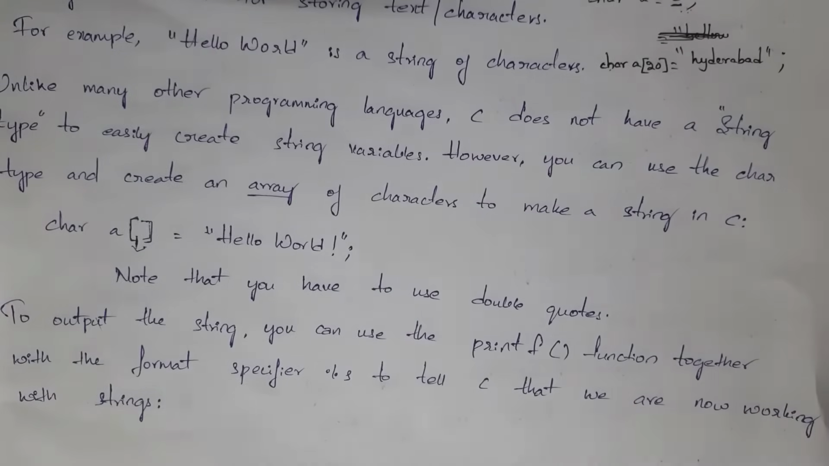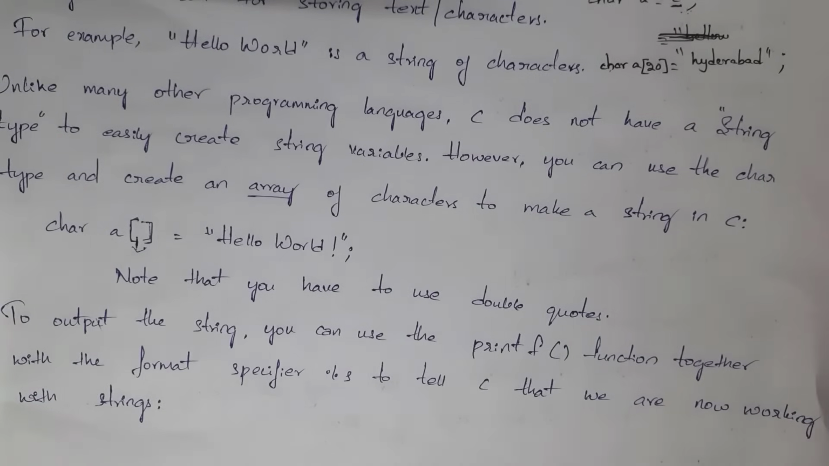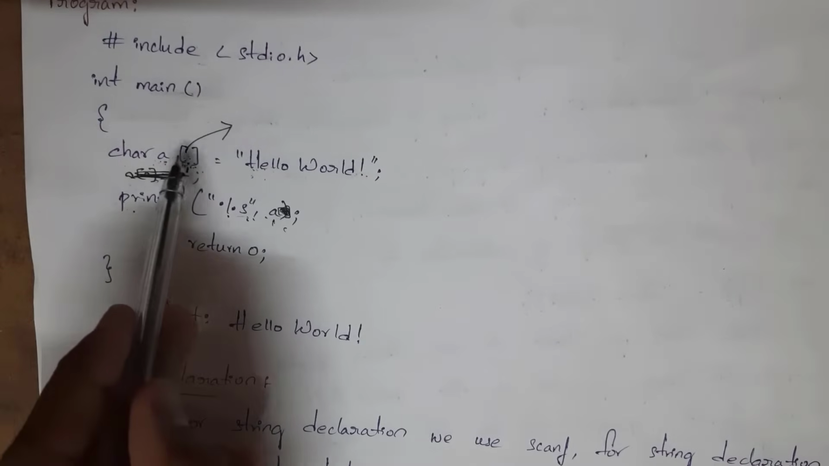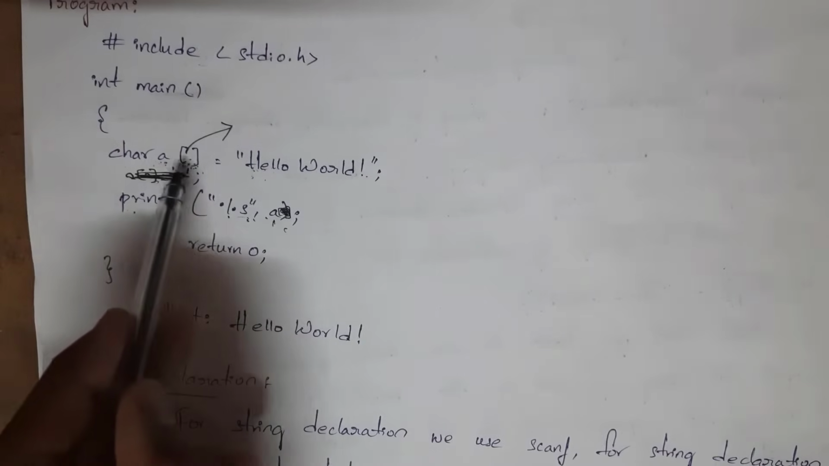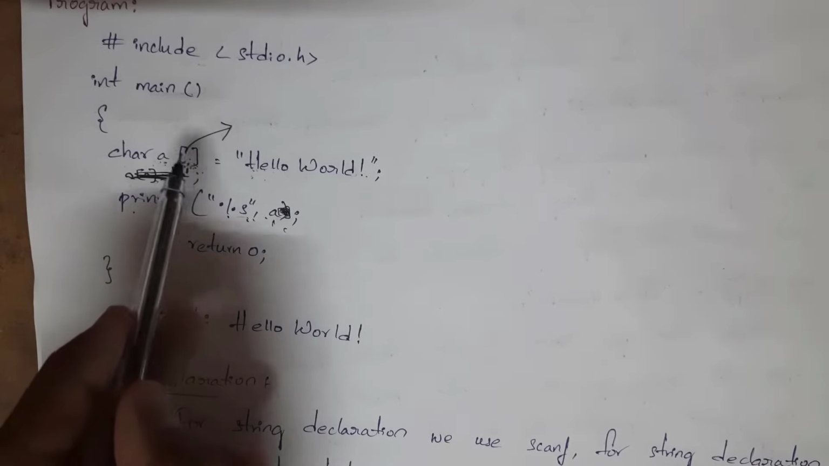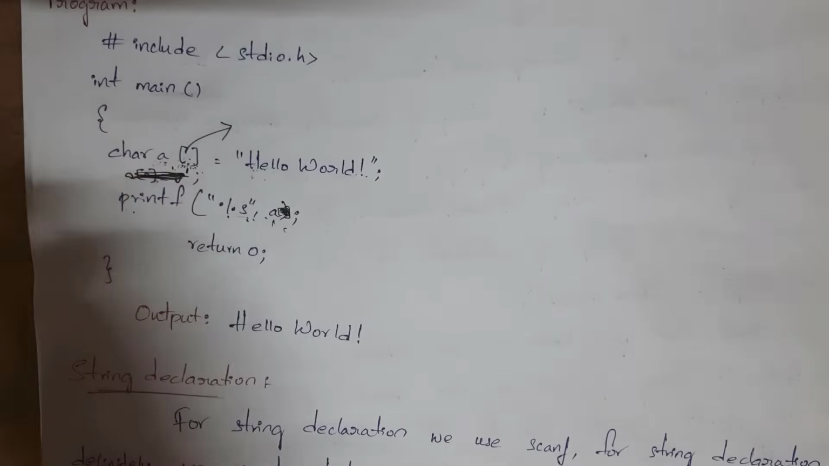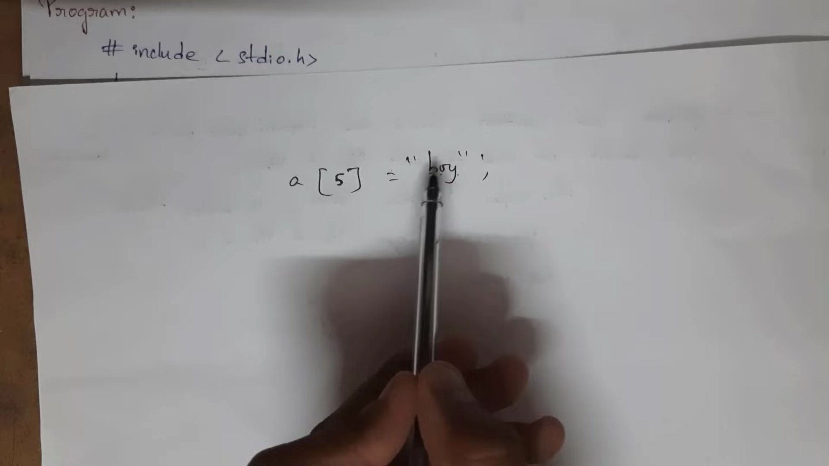Another important thing that you need to remember is that for a string we use the format specifier %s, where s stands for string. This is an example program. Here I wrote character A, I open a square bracket and then close the square bracket. Inside the square bracket we need to write the size of the string. For example, if my string contains 10 characters, then I need to write the size of the string as 10. For example, here my string is boy. It contains 1, 2, 3 characters. So here I gave the size as 5.